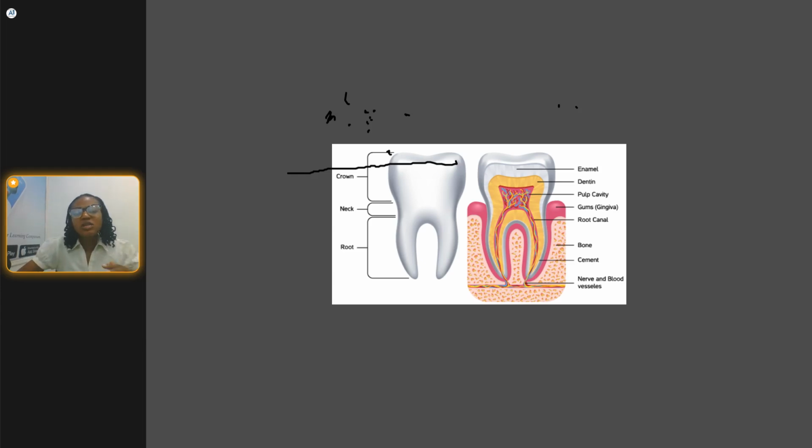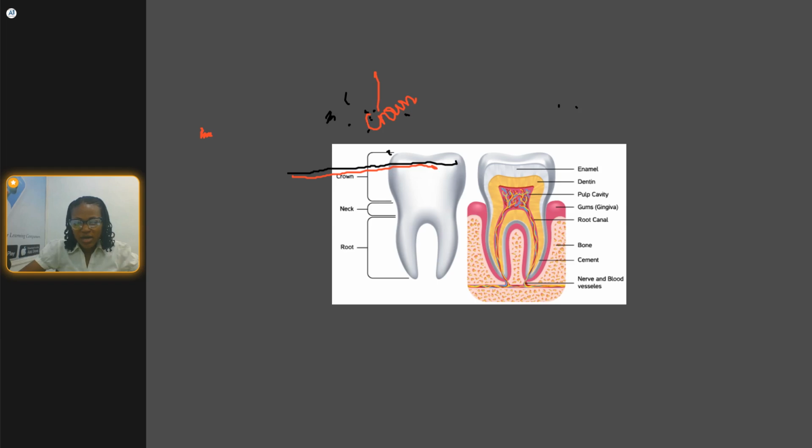All right, so talking about the external structure of teeth, it is divided into three parts. As you can see here, we have the crown. The crown is the one you see outside. From here upward is the crown. It is the crown that shows when you smile. Then we have the neck. The neck holds the crown and the root together, so it is located at the gum line.